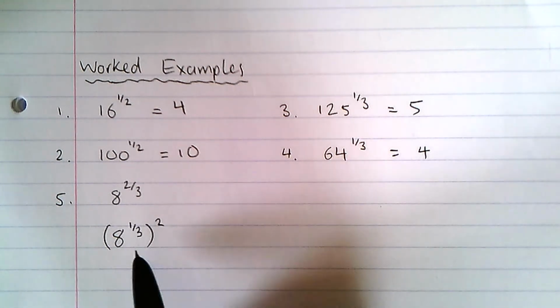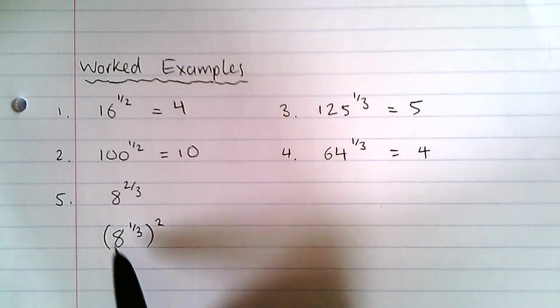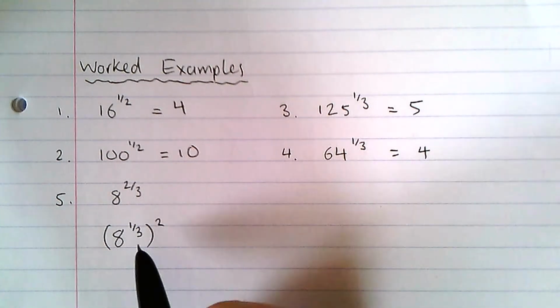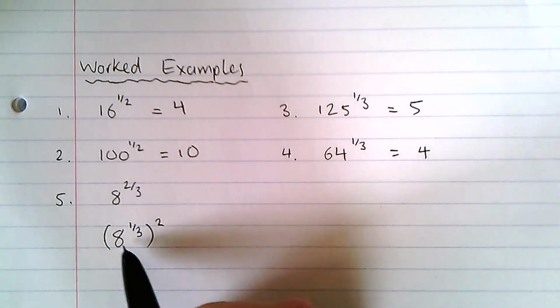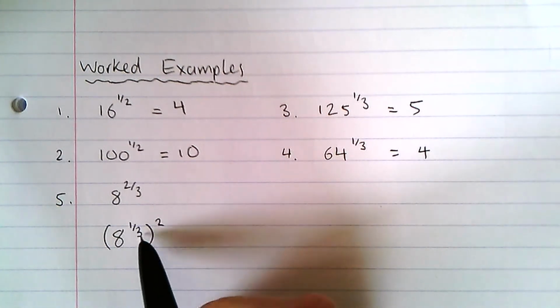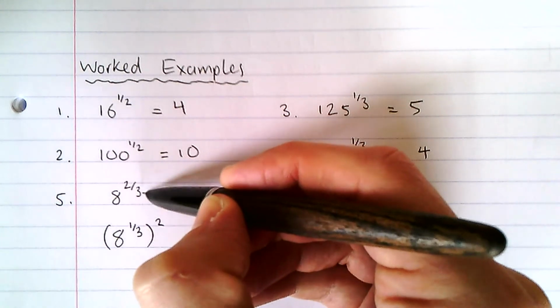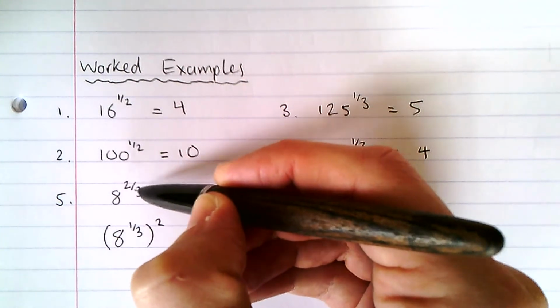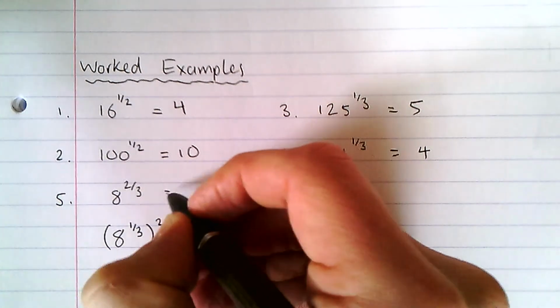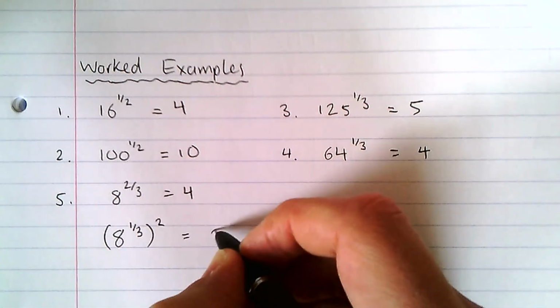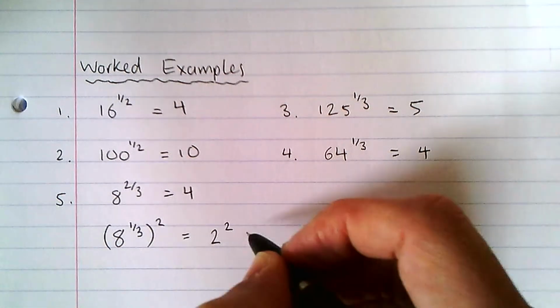So what it's actually asking us to do, and we don't need to separate it like this every time, but this is how we think of it, is we're cube rooting 8, because that's what power of a third does. So the cube root of 8 is 2, and then we're squaring it. So here I cube root 8, that gives me 2, and then I square it, so it's going to give me 4.